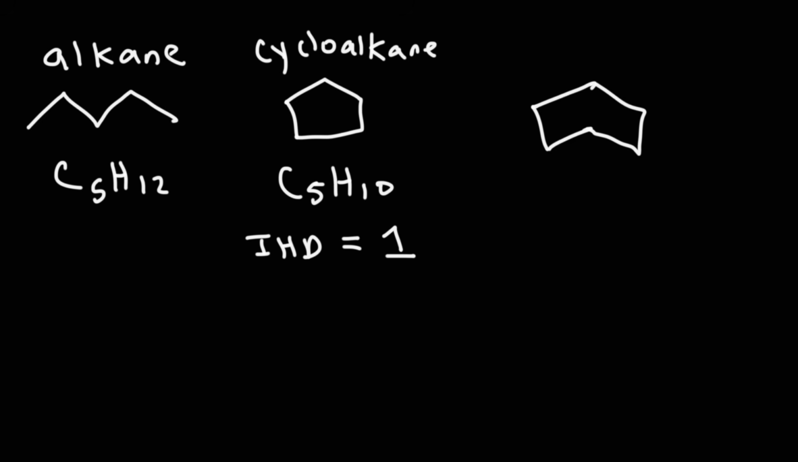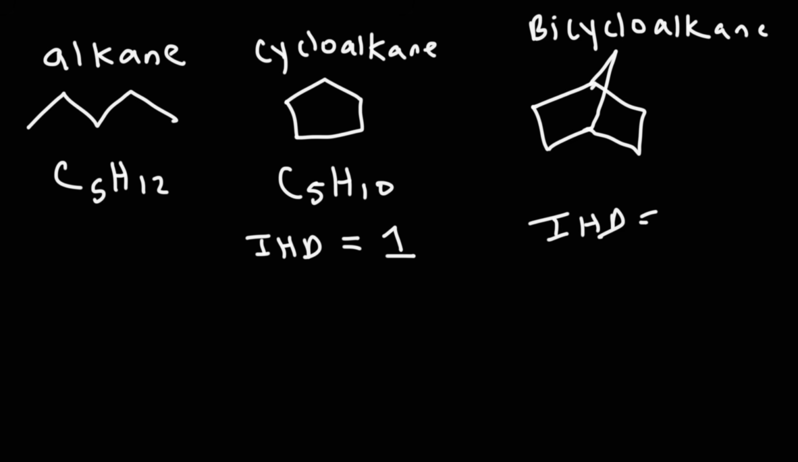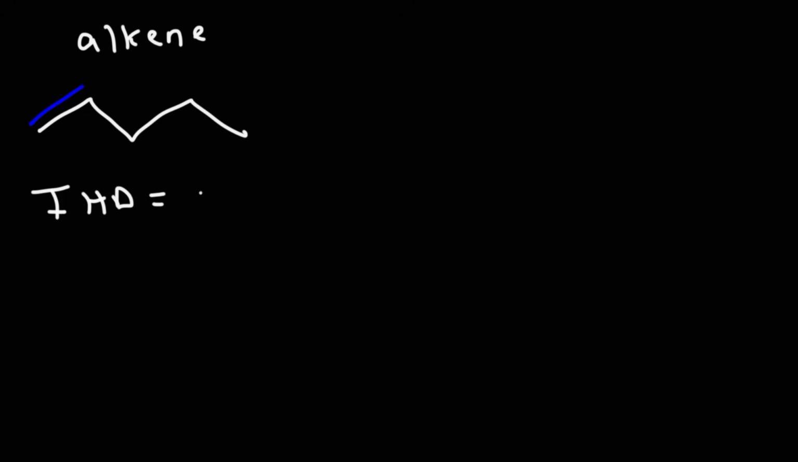This is called a bicycloalkane. Bi means 2, since we have 2 rings. Now, because we have 2 rings, the IHD is 2. In addition to cycloalkanes, alkenes are also unsaturated hydrocarbons. For every double bond, the IHD will be 1. So that's an alkene.